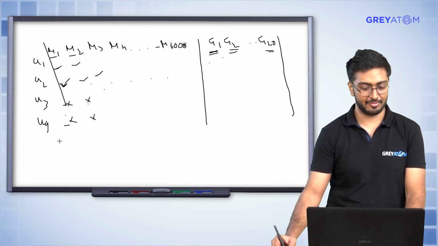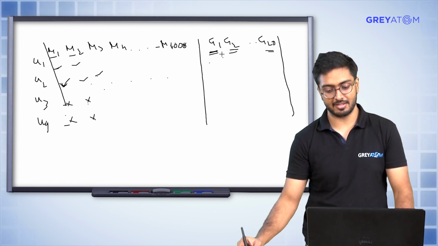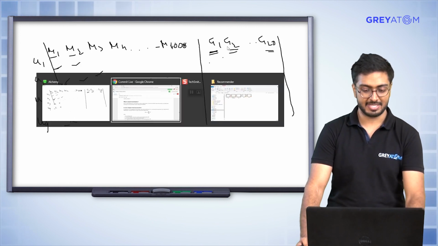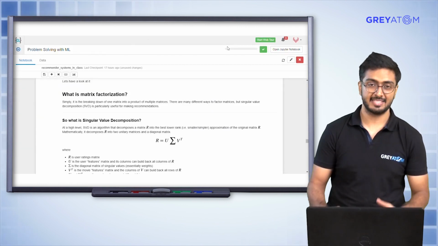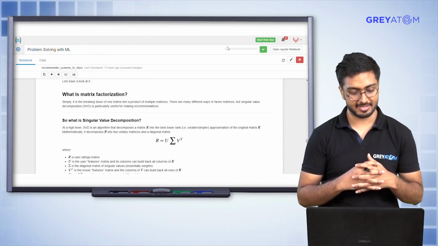So in this case, we'll have the same number of users, but in columns, instead of having 1000 columns, we would have 20 or so columns, right? And those columns would represent the different genres. And this is exactly the concept of matrix factorization and SVD that we are going to discuss right now.